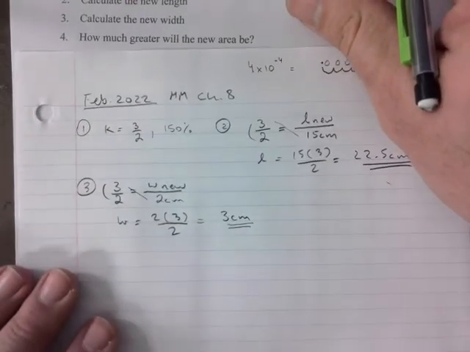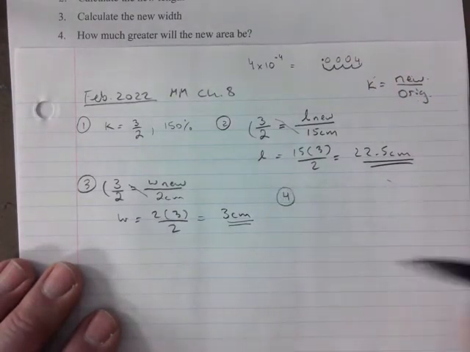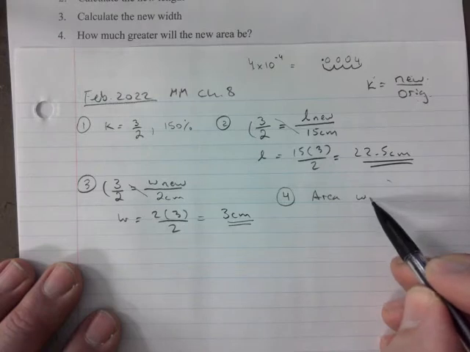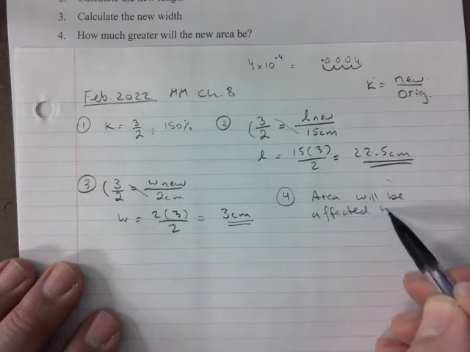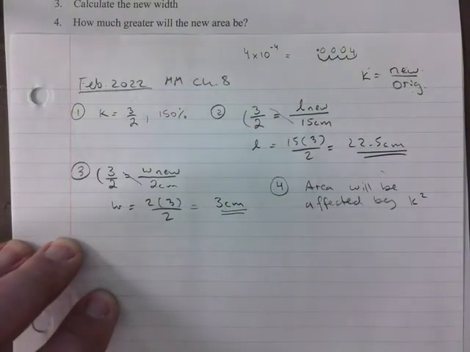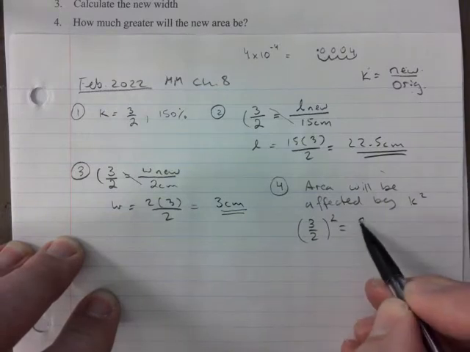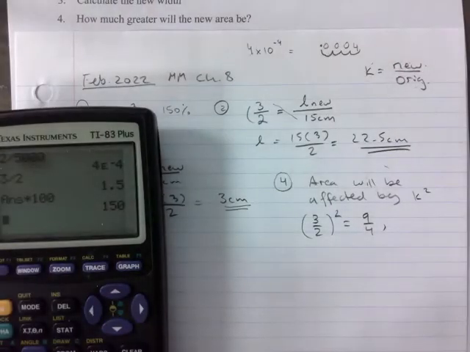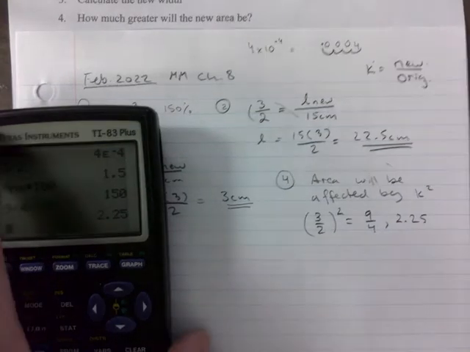And 4, how much greater will the new area be? And this is a concept, right? The area will be affected by k squared. Remember, areas are related by a factor of k squared, not just k. So you take 3/2, you square it, and it's 9/4. Or if you want to just go 9 divided by 4, that's 2.25. Either one works.